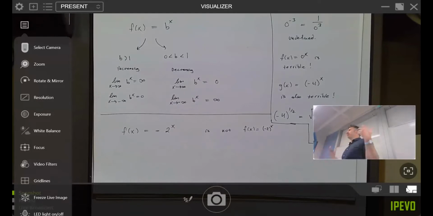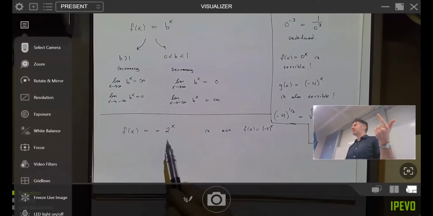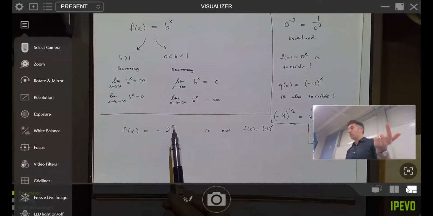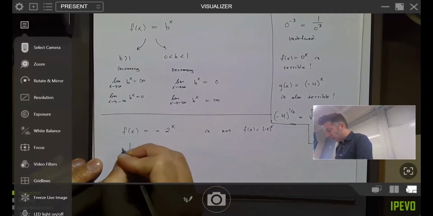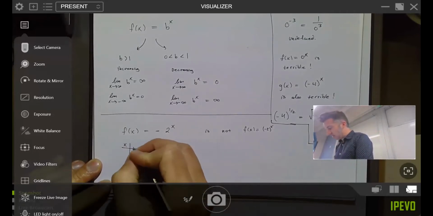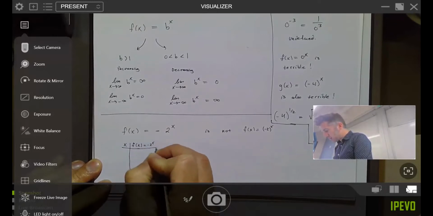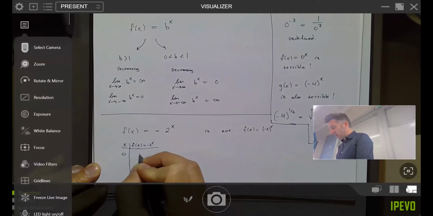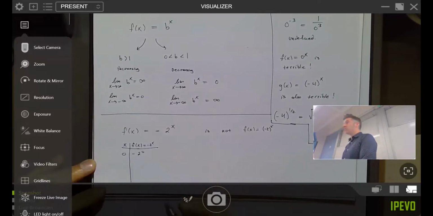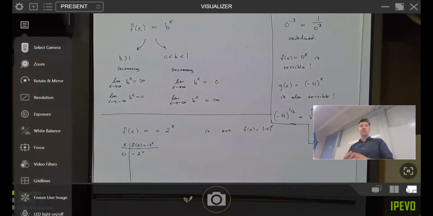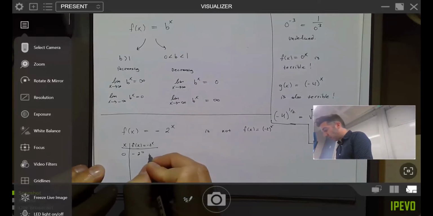So everyone's favorite acronym ever, PEMDAS, right? First you do parentheses, don't have any. Then you do exponents. So this 2 to the x has to happen before you apply the negative. So for example, if I was going to make a table of x values and function values, and I start plugging in, if I do 0, negative 2 to the 0, I'm doing the 2 to the 0 part first.